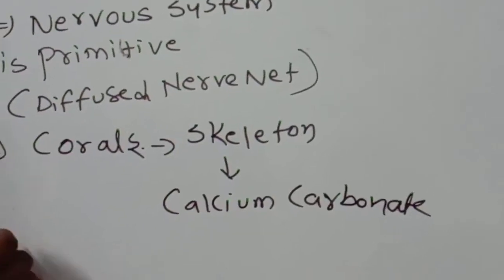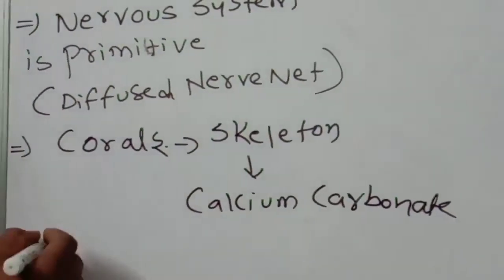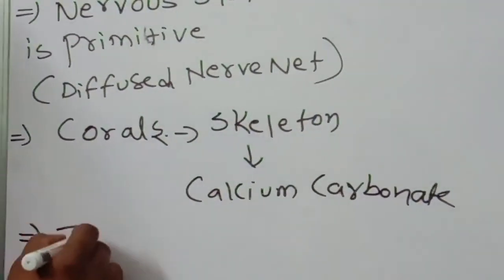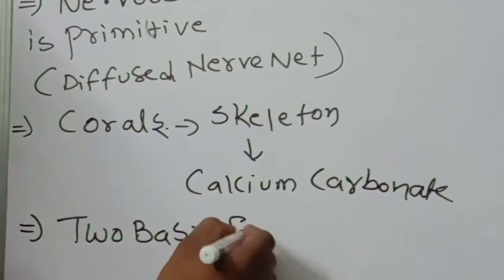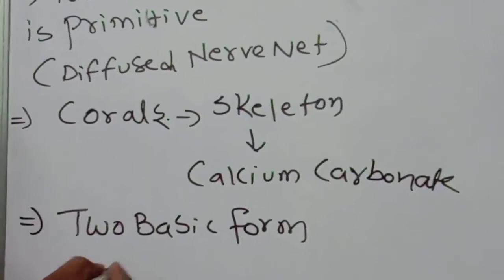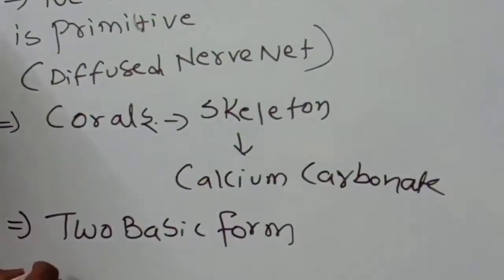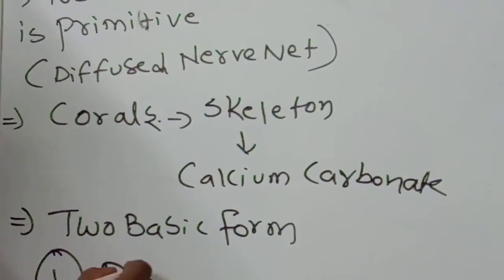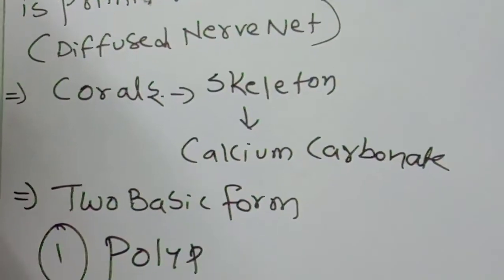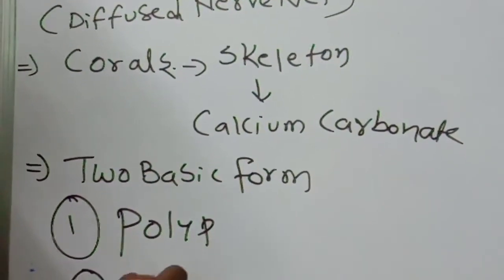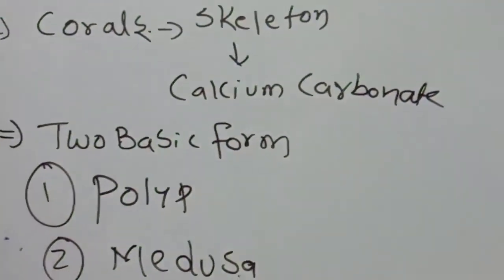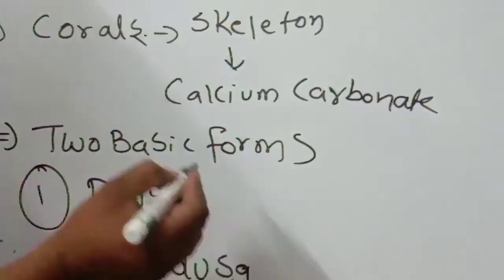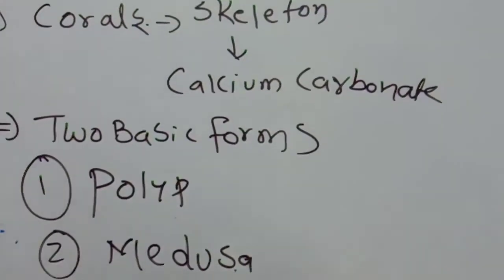Next important thing, cnidarians exhibit two basic forms. This is the most important point about the cnidaria. The two basic forms are number 1, polyp, and number 2, medusa. Two basic forms: polyp and medusa.